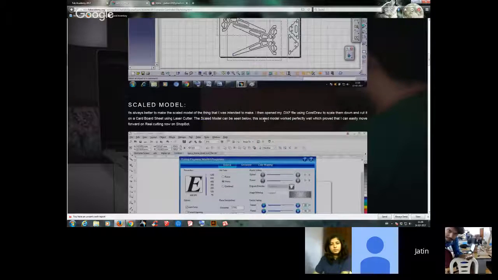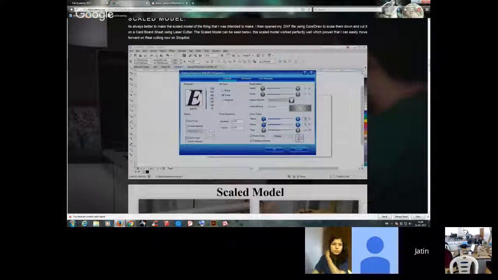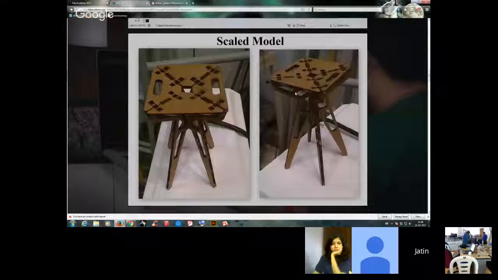To begin with, I designed it on CATIA. So this is the design file in CATIA. After designing it in 3D, I converted it to 2D by doing drafting. Then, since it was a large scale stool, I scaled it down in Corel Draw and first tried to cut it on the laser cutter to check whether it fits properly and works. So this is the scaled model which I cut on the laser cutter and assembled, and this is how it looks.